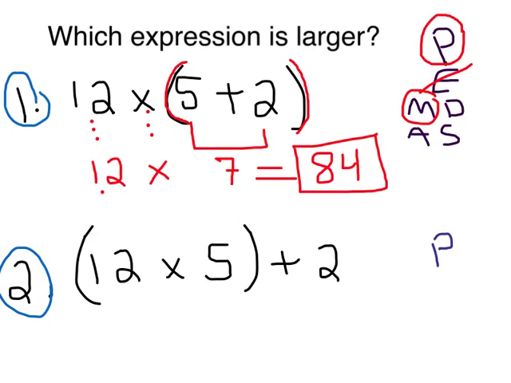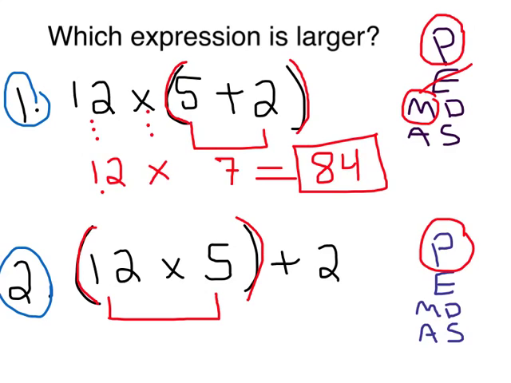Again, I'm going to write P, E, M, D, A, S on the side. I'm going to start by looking at my P. I do have parentheses. I have parentheses around the 12 times 5. So I'm going to do that first. I know 12 times 5 is 60. I'm going to bring down my addition and my 2, so now I have 60 plus 2.